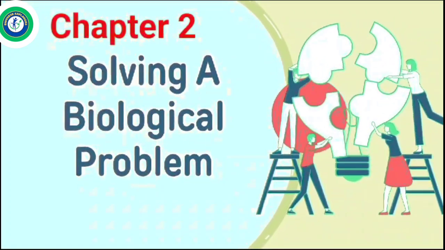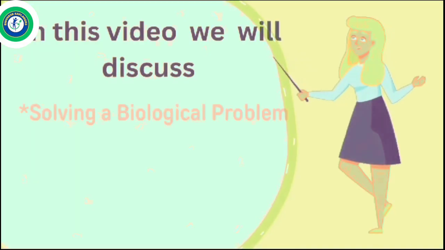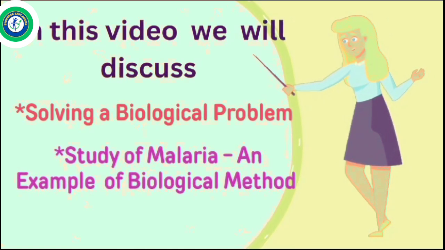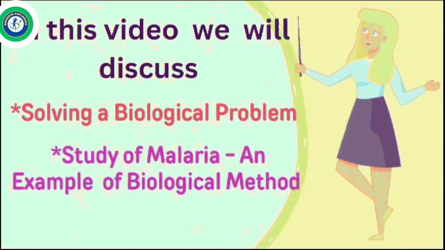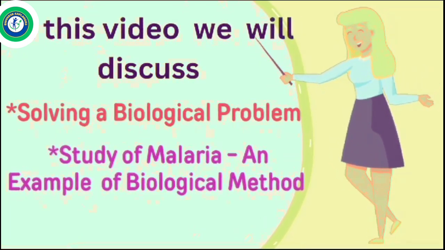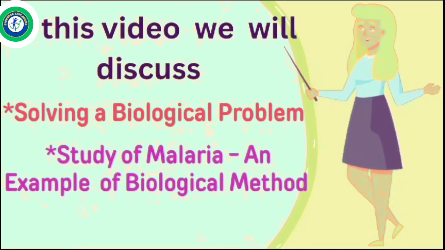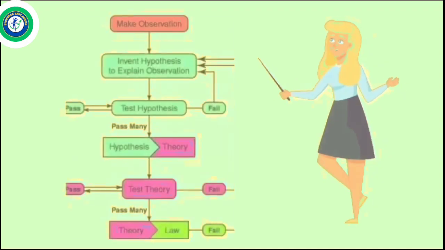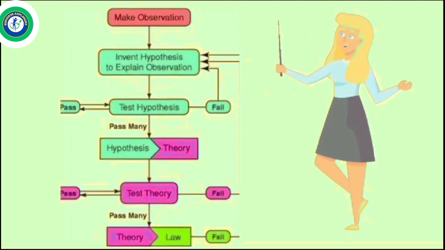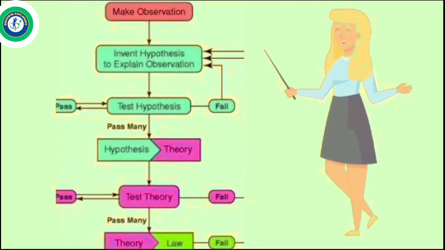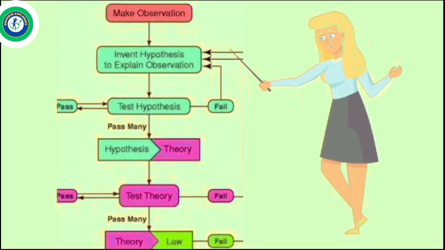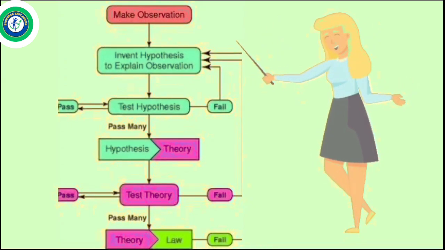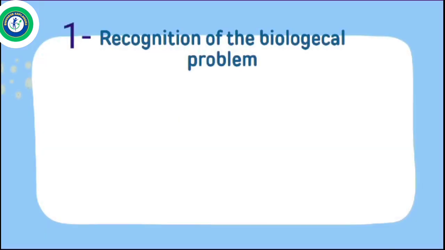Solving a biological problem. In this video, we will discuss the steps of solving a biological problem, using the study of malaria as an example of biological method. Make observation, invent hypothesis to explain observation, test hypothesis, hypothesis becomes theory, test theory.